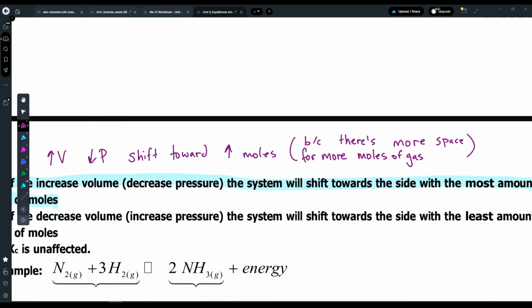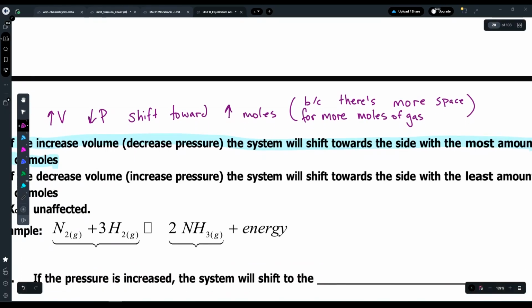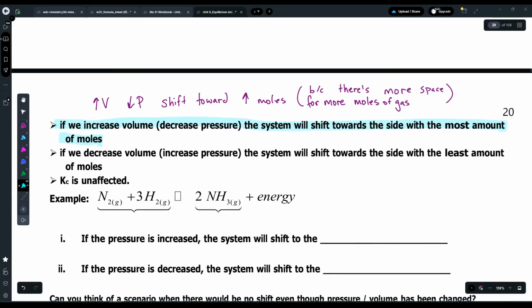So when you increase volume, that's going to result in a decrease in pressure. The equilibrium will shift towards the side with more moles, and the reason for that is because there's more space for the additional amount of moles of gas. Now, if you decrease the volume, which will result in an increase in pressure, the system's going to shift towards the side with the least amount of moles, because when you decrease the volume, you decrease the amount of space, so you're going to shift to the side with the lesser amount of moles because there's less space.